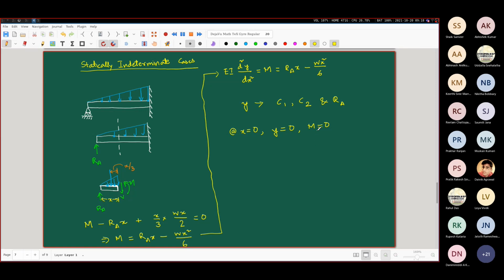Okay, so this equation is going to be helpful. No, sir, this is not going to help us. It is true that M should be equal to 0 there. There is nothing wrong with that. But as far as our solution method is required, it is not going to help us. Okay, so we cannot use this thing. What else can I use? At x equal to L, y equal to 0 and dy by dx is 0. Yes.